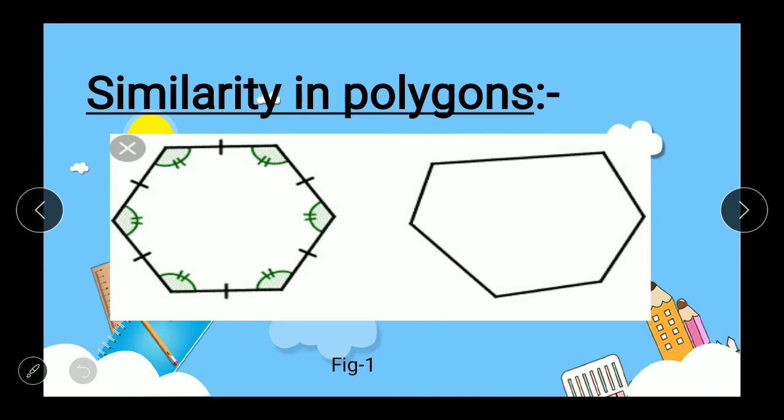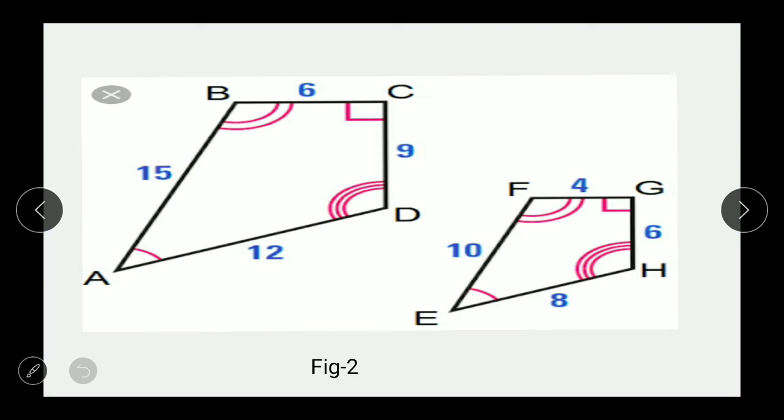One is a regular hexagon and the other one is not regular. Because the shape is not the same, they are not similar. Come to the next figure. These are two polygons with 4 sides, meaning quadrilaterals.